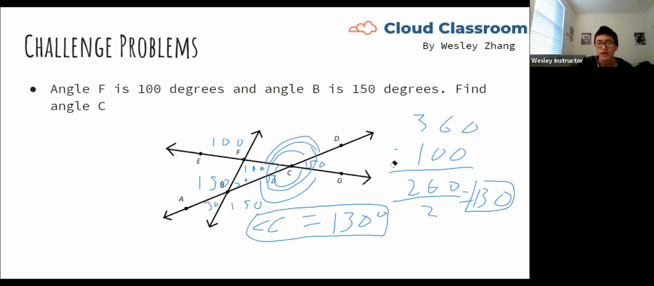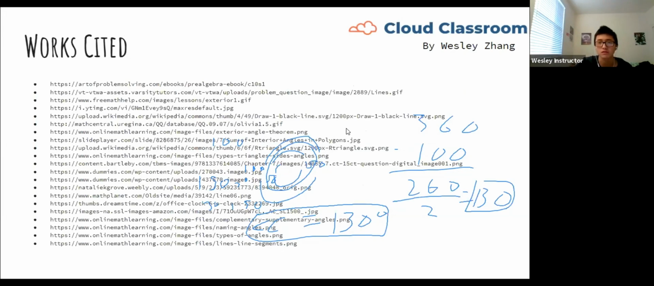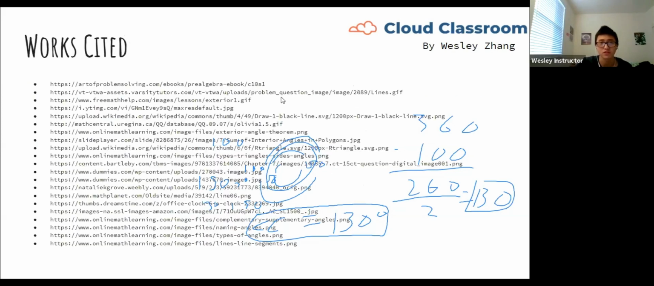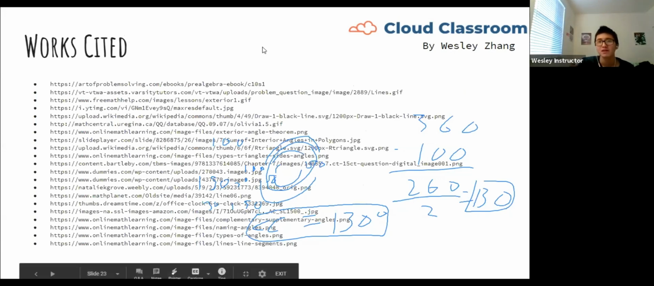Okay, so that concludes our lesson for today. So that's the end of this unit. Here's the works cited. I got a bunch of pictures because I couldn't copy any of the pictures from the book. But yeah, so that's lesson 10. So I'll give it now.